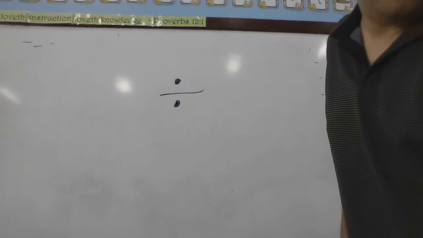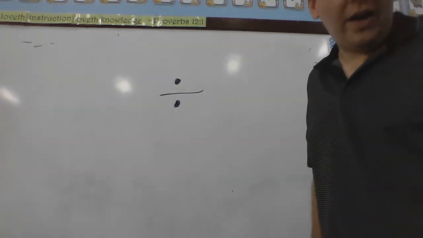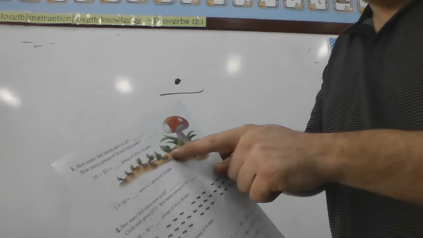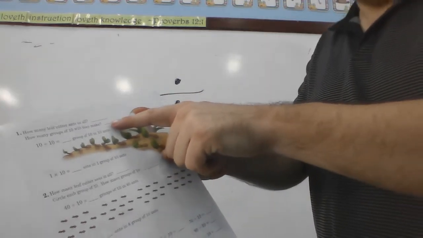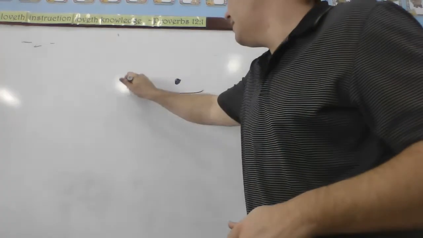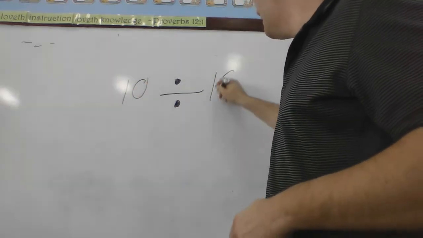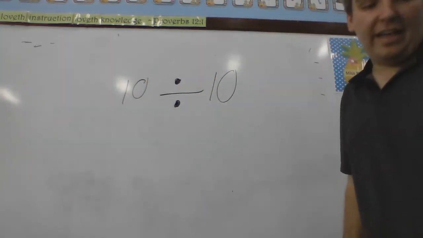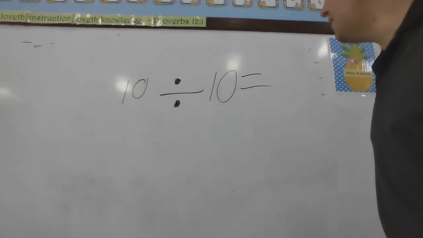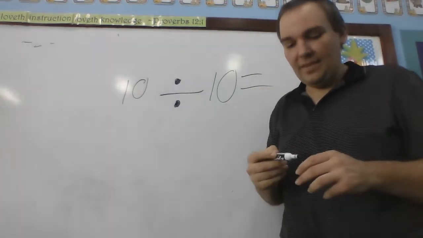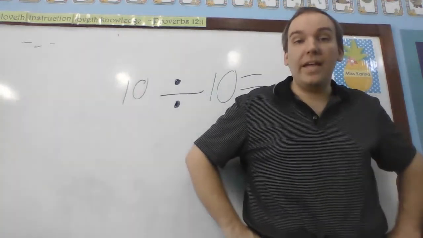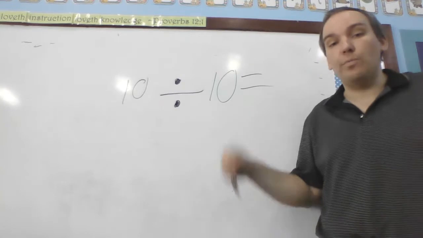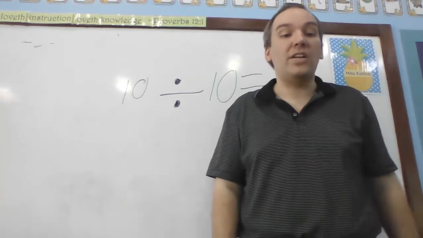Okay? So this is how many groups of 10 will they make? They'll make 1 group. So you have 10 ants, and you have 1 group. And then it shows you this. And it wants to know what the answer is. Here's the question. If we have 10 ants, and we want to split them up into 10 groups, how many ants go in each group?